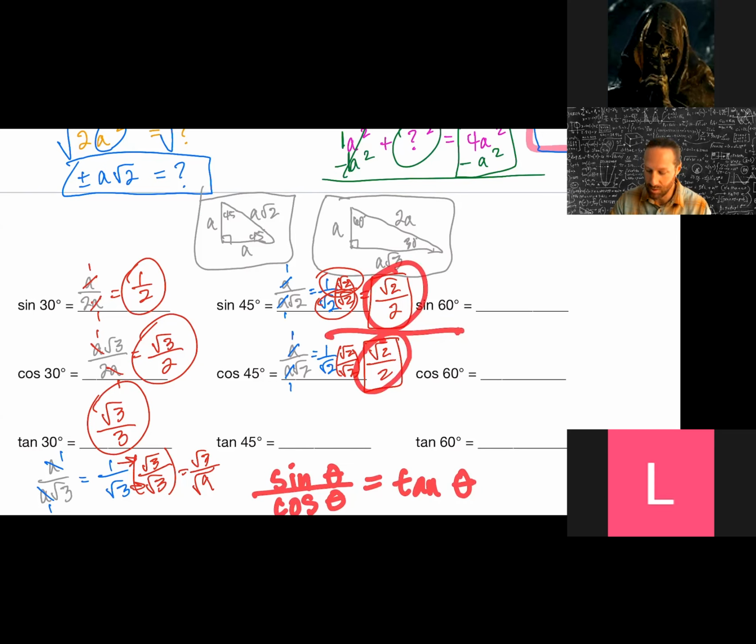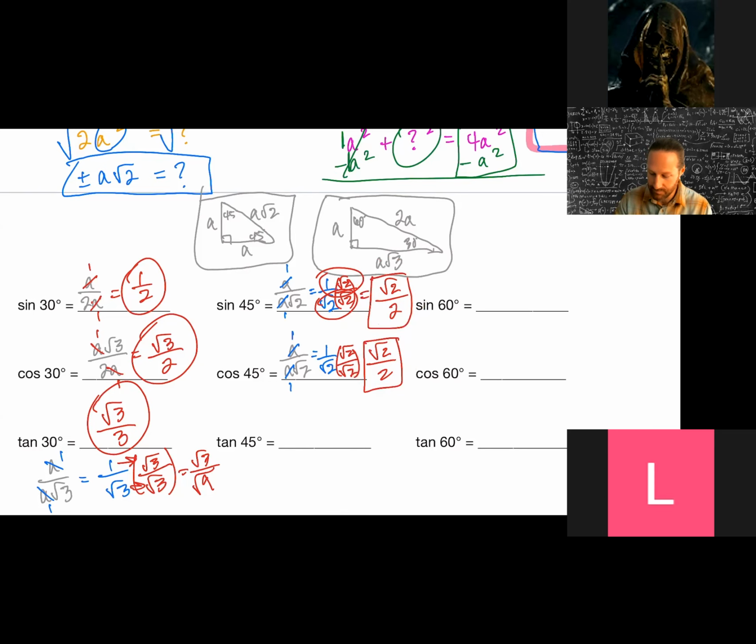Yeah. And what is anything divided by itself? 1. Beautiful. Now, again, if you wanted to go off and do it on the side real quick, you could go to tangent and do the opposite over the adjacent, and you get a over a. Pretty easy to see. It's 1.